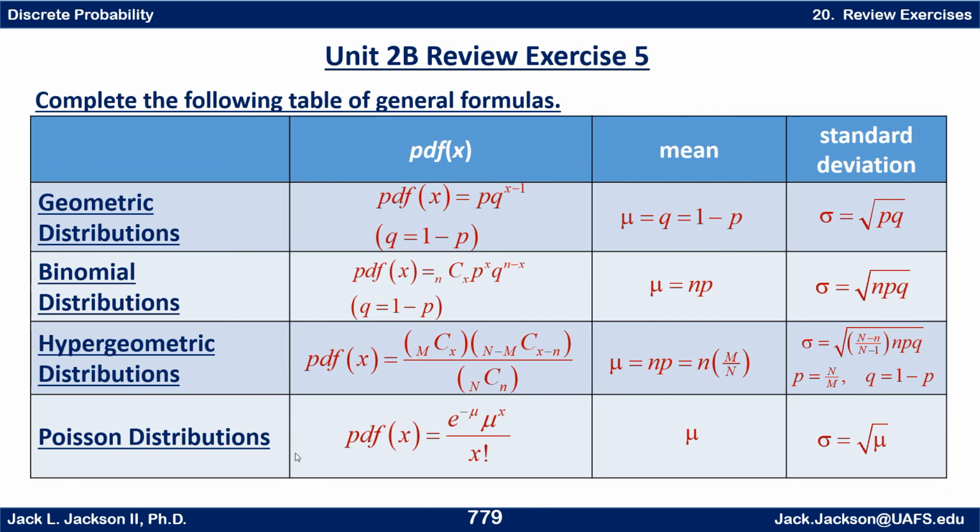And then we have Poisson distributions. The PDF of x is e to the minus mu, mu to the x over x factorial. Some people put a lambda here instead of a mu. Same thing, but it is the mean, so I went ahead and called it mu. And mu is not only the mean, it's also the variance. So the standard deviation is the square root of mu, the square root of the mean.